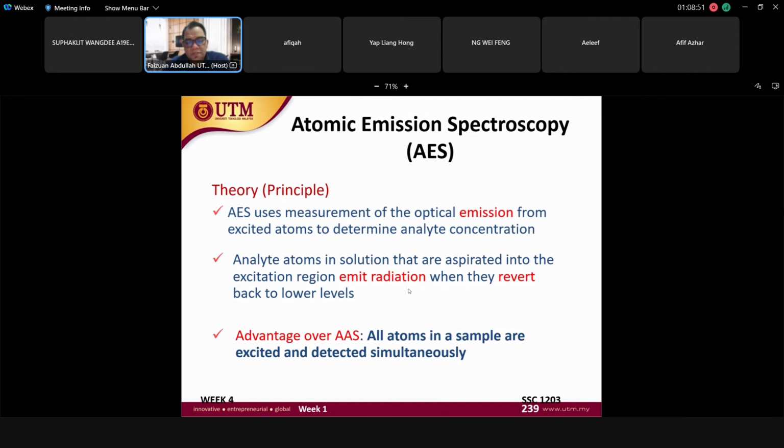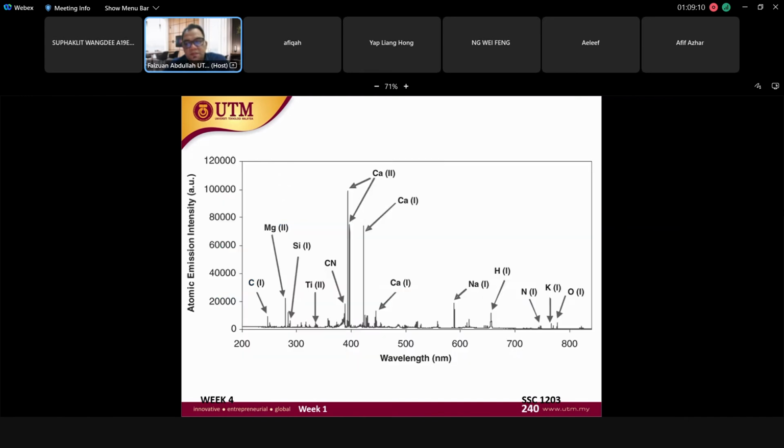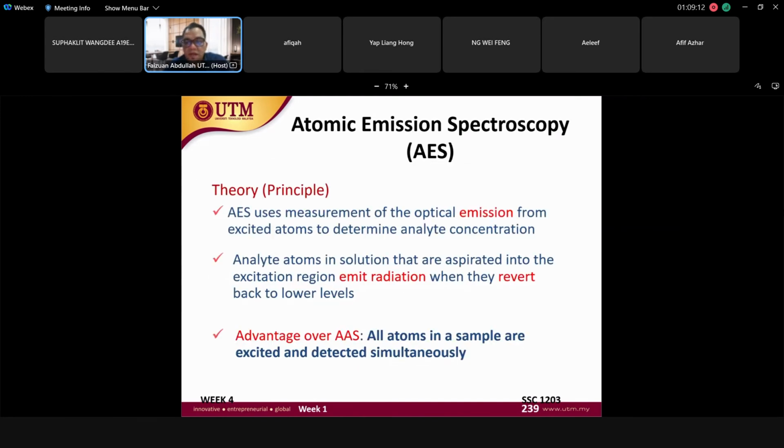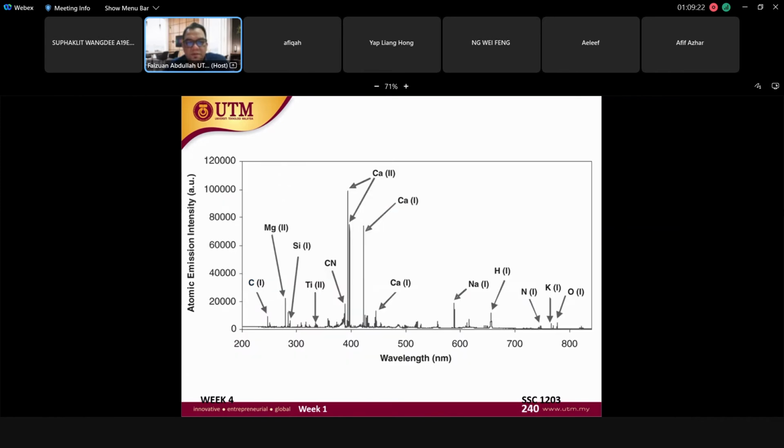Because the analyte emits radiation when it reverts from the excited state back to the lower ground state. What is the advantage of AES? All atoms in a sample are excited and detected simultaneously, so we can detect them simultaneously, not one by one, right? But the disadvantage is that detection is only at high concentration, not at a low detection limit. It is at high concentration. All right.